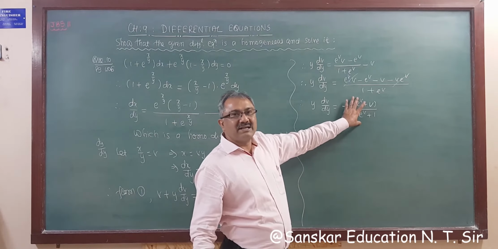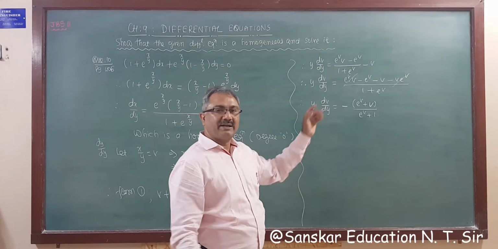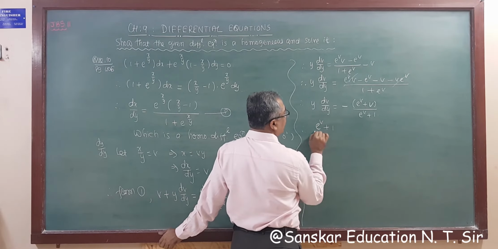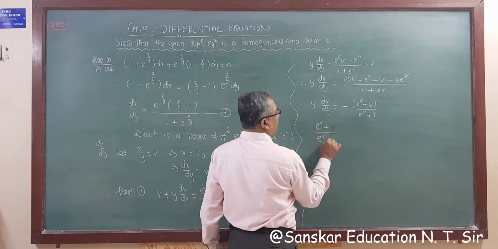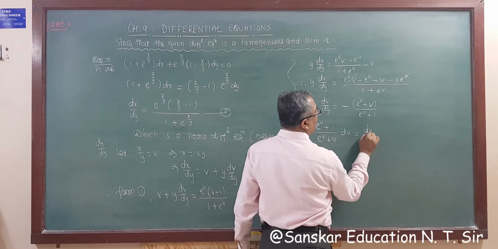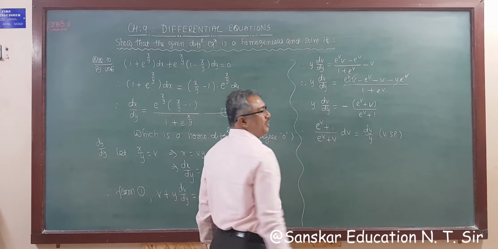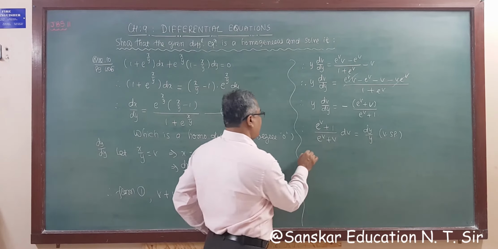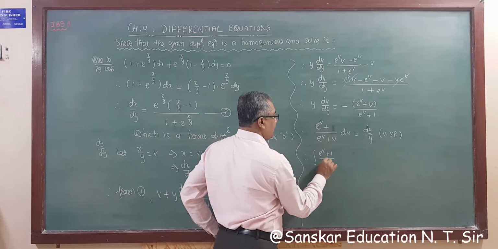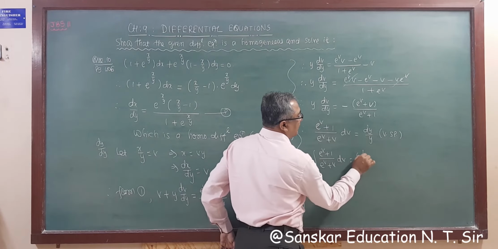So these all terms are in v, this is v, this is y. So writing in variable separable form, we get (e^v plus 1) upon (e^v plus v) dv is equal to dy upon y. So this is a variable separable form. So integrating this, what we get? Integration (e^v plus 1) upon (e^v plus v) dv is equal to integration dy by y.